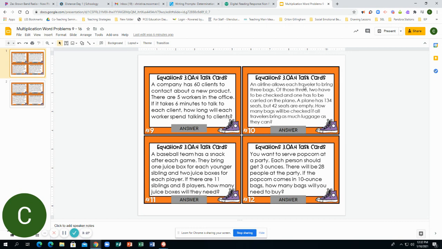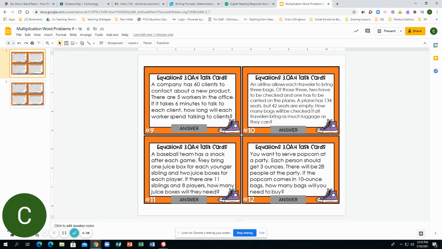82. So we want to find out now how many bags will be checked. Well, how many bags can each of those 82 travelers check? Let's see. They're allowed 3 bags, but of those 3, 2 have to be checked. So there are 82 passengers, and they can each check 2 bags. So each of those 82 passengers are going to have 2 bags with them. How many bags will be checked on the airplane? Pause and solve.